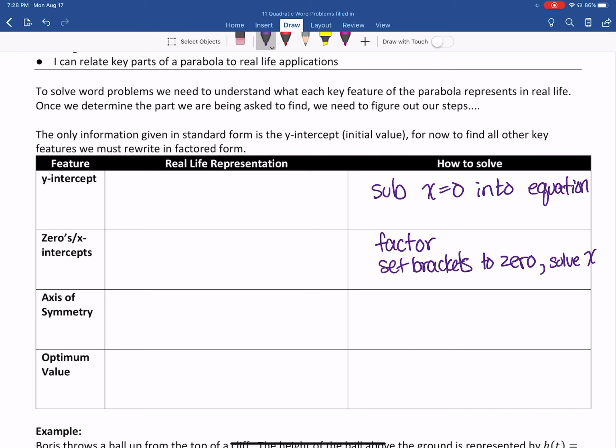When we are looking for the axis of symmetry, remember that's xv, we average the zeros, so that's the first plus the second divided by 2. I'm also just going to write average our zeros. And then if we want to find the optimum value, which is the highest or the lowest value that y can be, so our y value of our vertex, we take our axis of symmetry and we sub our axis of symmetry. I write xv, but we can write axis of symmetry into the equation.